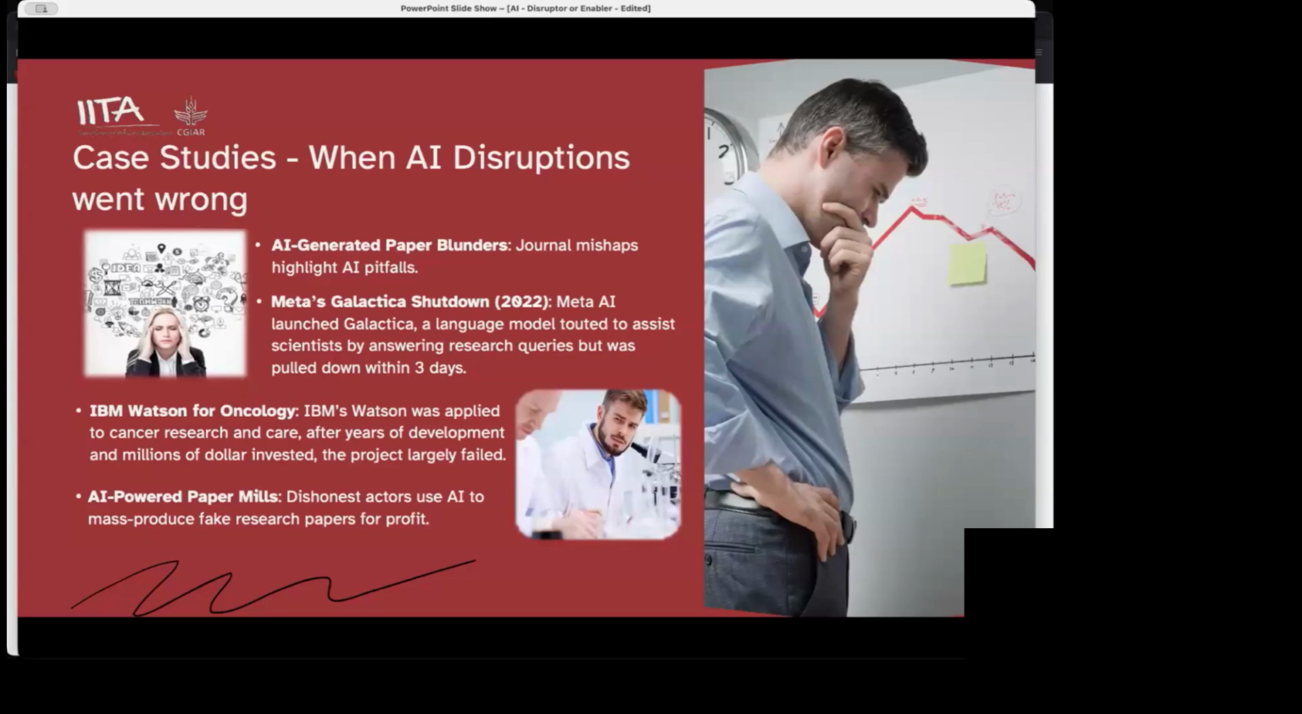Meta's reputation took a hit, and it was a very public reminder that even top tech companies can get it wrong with AI. It made scientists more wary of overly hyping AI tools. Those are some of the things that happen when we don't pay attention to some of those things.